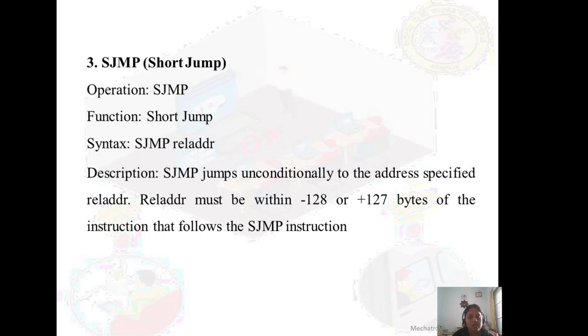So in what range should the relative address be for SJMP? It should be -128 or +127 bytes. Already we have seen the instructions that we can use here: JB, JNB, JC, etc. Whatever falls within this relative range, it is a short jump. Same syntax: SJMP relative address, SJMP label, SJMP next. This way you can jump anywhere. Okay.